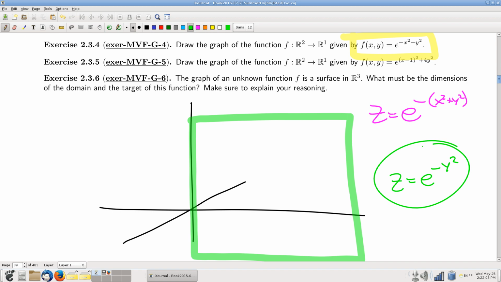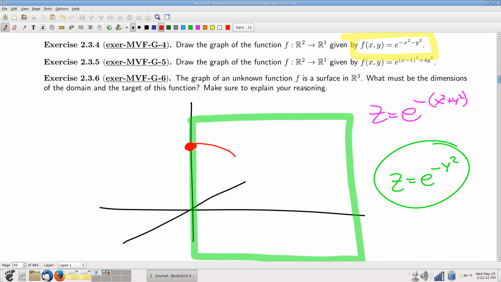And so let's plug in some points. When y is equal to 0, still 1. But now, as y increases, negative y squared becomes negative, and I have e to the power of a negative number, which is going to get smaller than 1. So it starts to decrease.